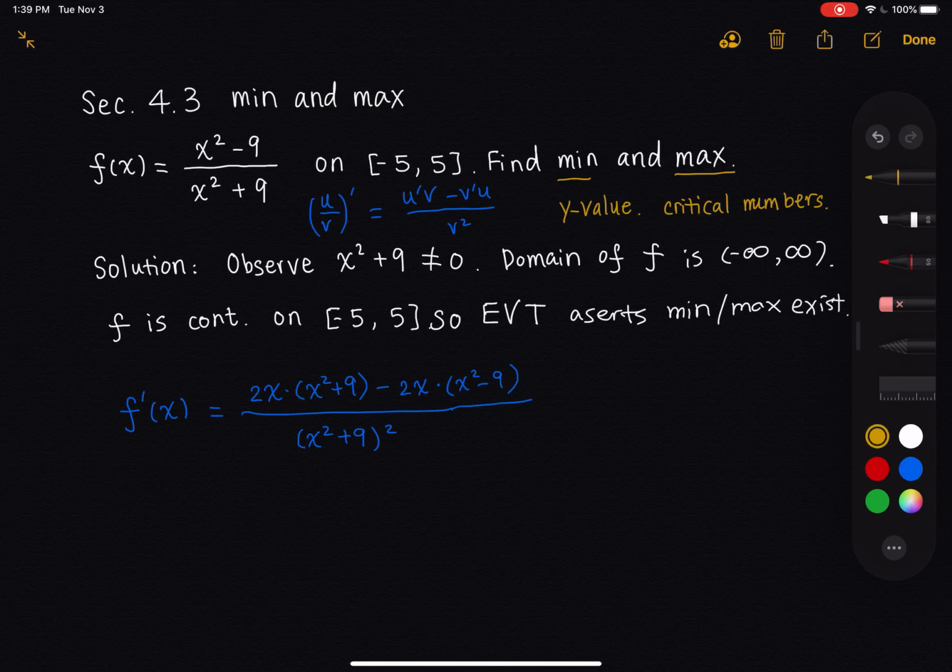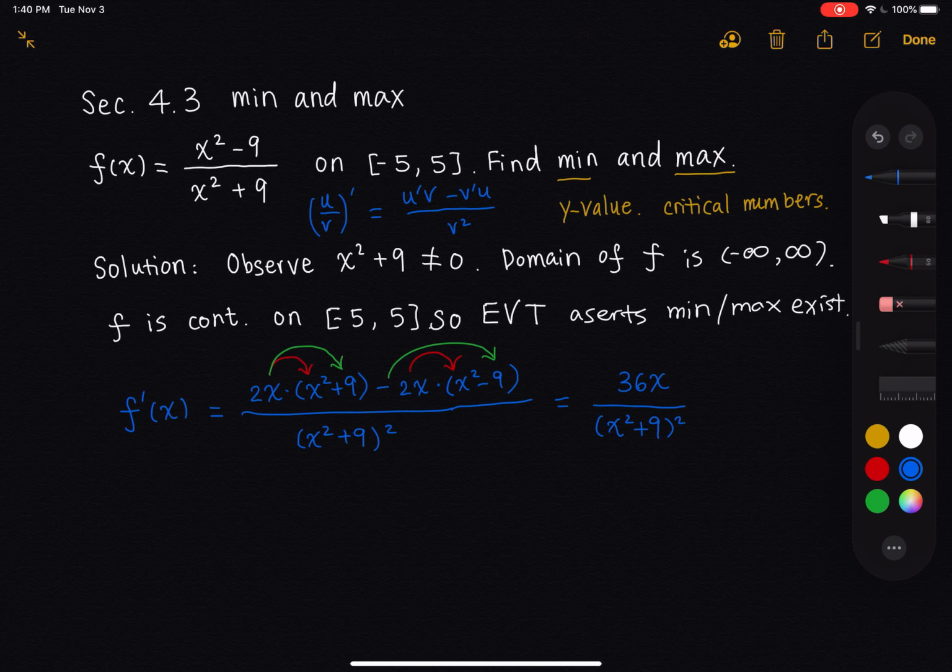Now, make sure you do the calculation correctly. 2x times x squared, minus 2x times x squared, they cancel. 2x times 9, 18x, minus 2x times -9, 18x. So we get 36x divided by x squared plus 9 squared. So that is the derivative.